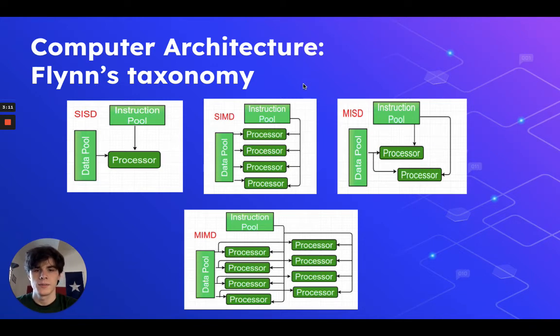Flynn's taxonomy is a way to describe the multiple categories of computer architecture used in parallel processing. The four categorizations commonly used are SISD, SIMD, MISD, and MIMD.